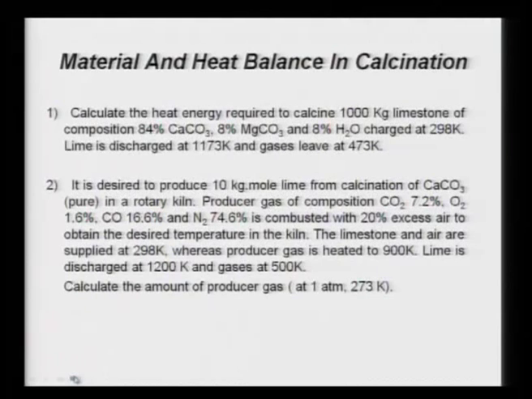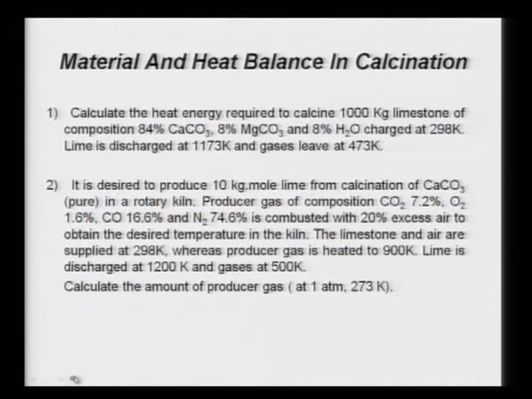Second, it is desired to produce 10 kg mole lime from calcination of calcium carbonate. Calcium carbonate is pure, in a rotary kiln, while in the first problem it was only 84% calcium carbonate; in the second it is 100% calcium carbonate. Rotary kiln is very often used to produce lime from calcination of limestone. The rotary kilns are very long kilns and they are inclined 2 to 3 degrees from the horizontal axis. From one side the feed enters and from the other side the calcined material discharges.